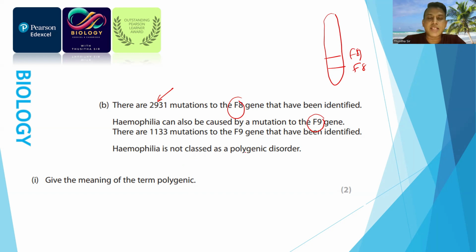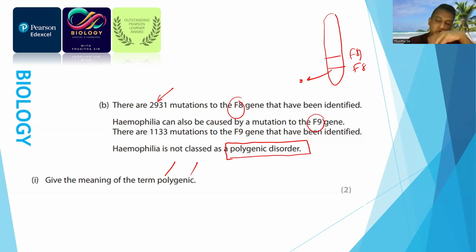Hemophilia is not classed as a polygenic disorder. Give the meaning of the term polygenic. Now poly means many genes. So it is not related to interaction of many genes. It's very clear that if there's a mutation of F8, that directly affects the proteins. It's not the combination of many genes producing an outcome or phenotype.